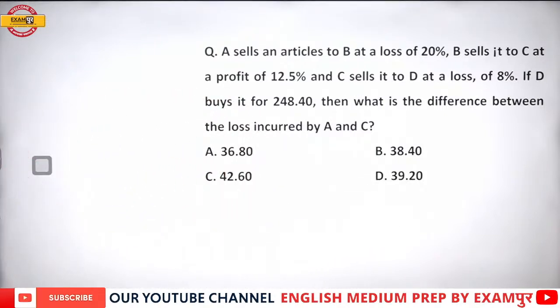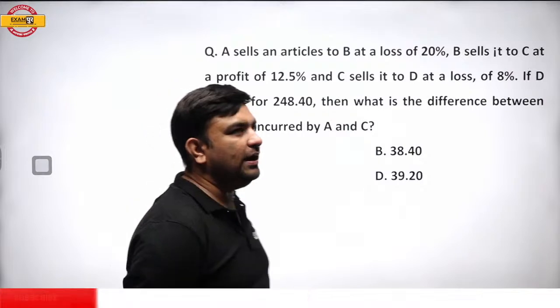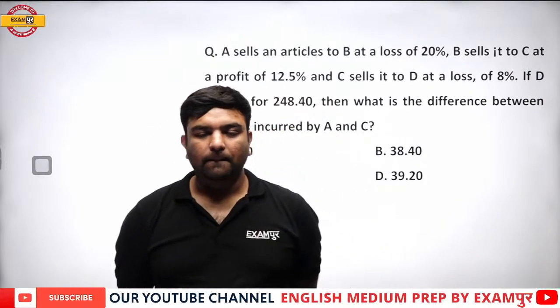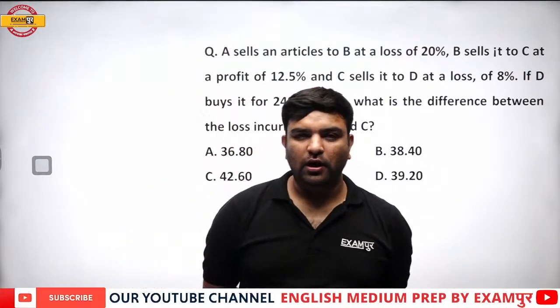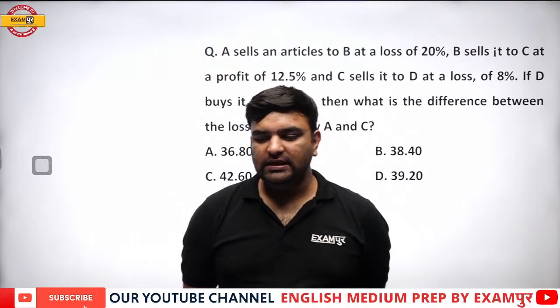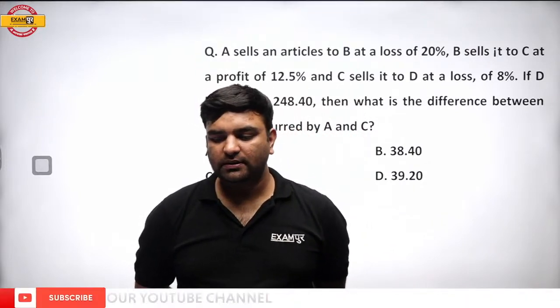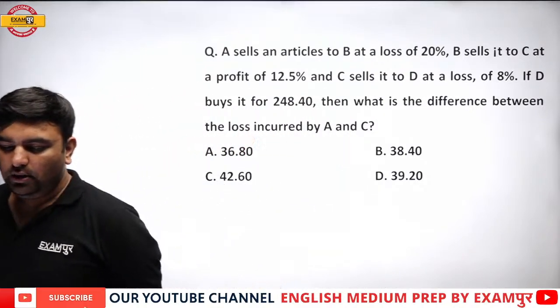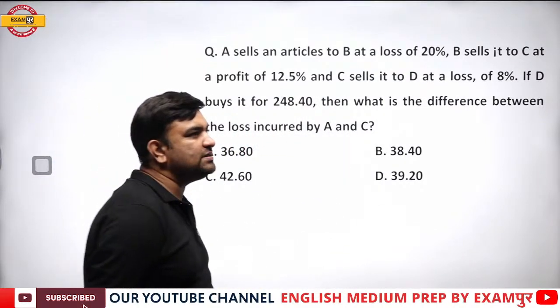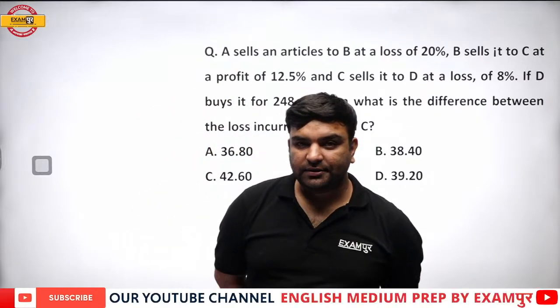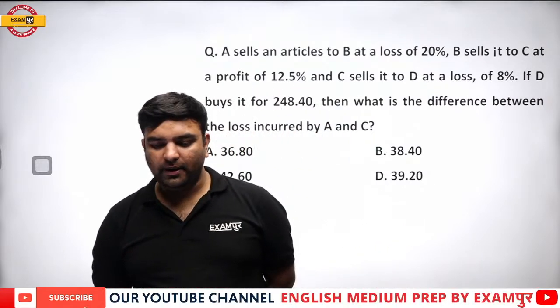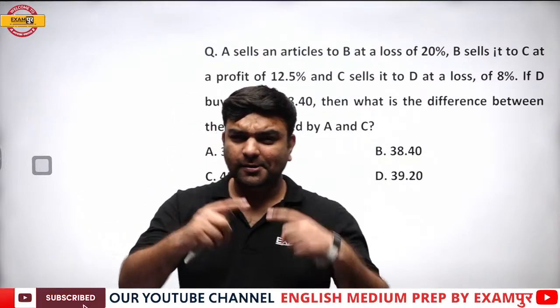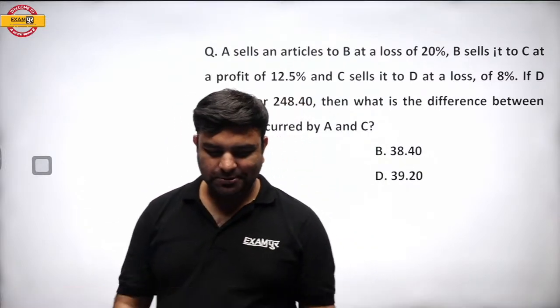A sells an article to B at the loss of 20%. B sells it to C at a profit of 12.5%. C sells it to D at a loss of 8%. If D buys it for 248.40, what is the difference between the loss incurred by A and C? Quite a question.